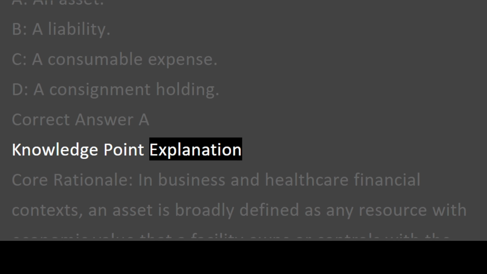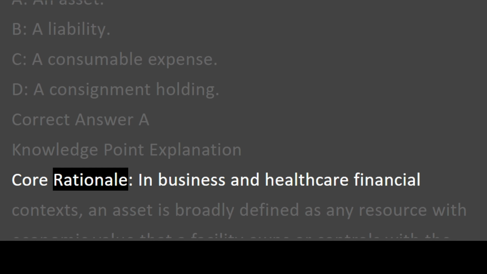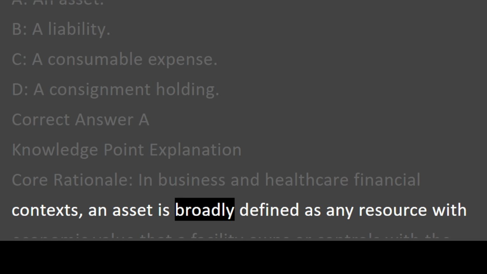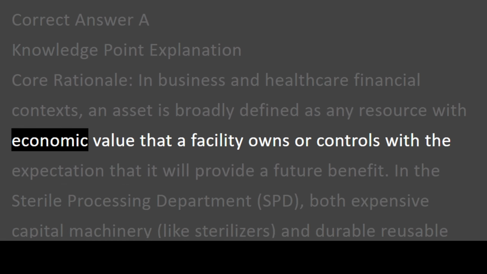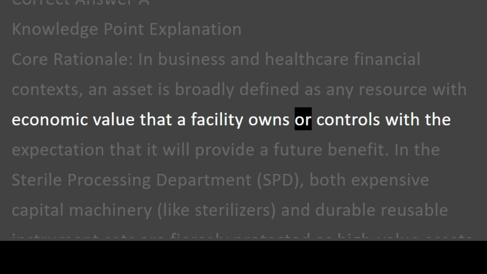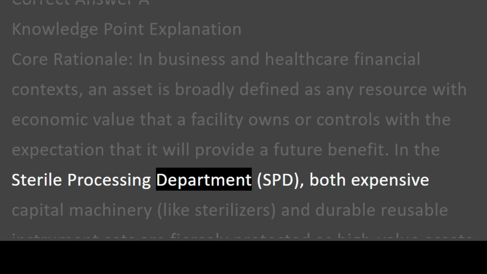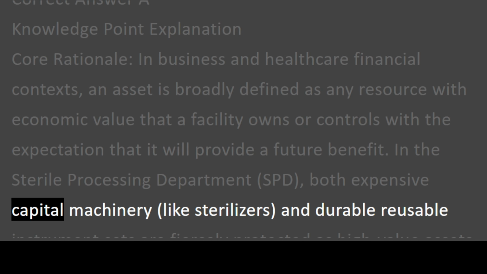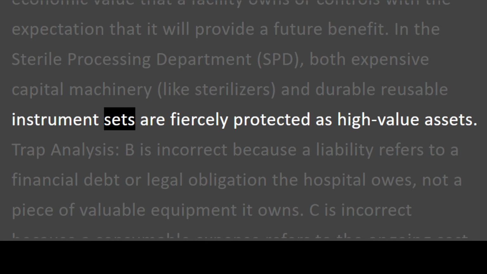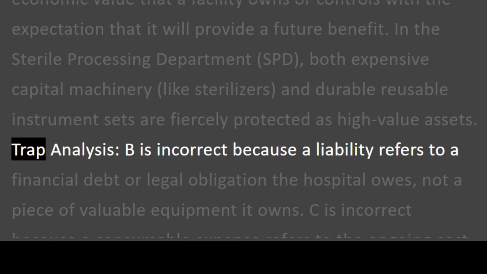Knowledge point explanation. Core rationale. In business and healthcare financial contexts, an asset is broadly defined as any resource with economic value that a facility owns or controls with the expectation that it will provide a future benefit. In the sterile processing department, SPD, both expensive capital machinery, like sterilizers, and durable reusable instrument sets are fiercely protected as high-value assets. Trap analysis.